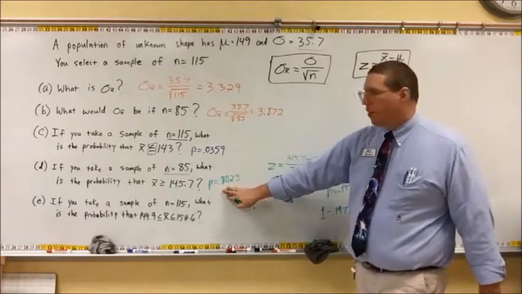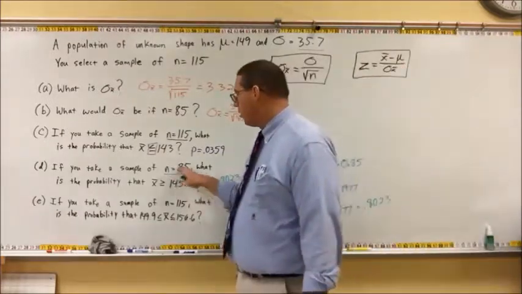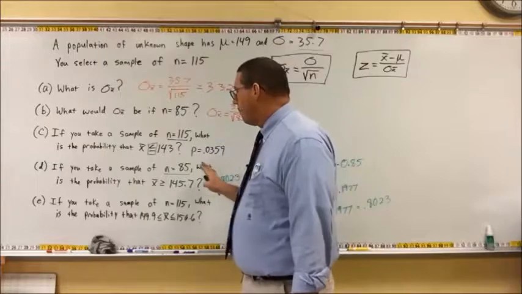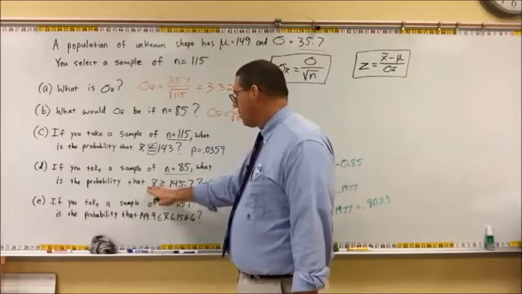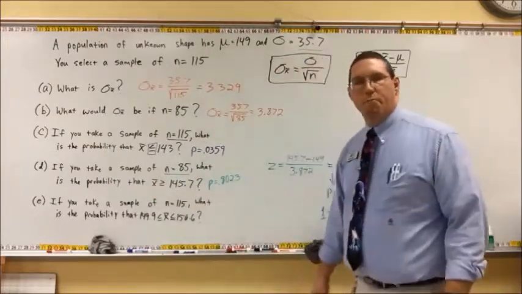That's like 80%. It's like an 80% chance that when you take a sample of 85, the sample mean you get is larger than 145.7.